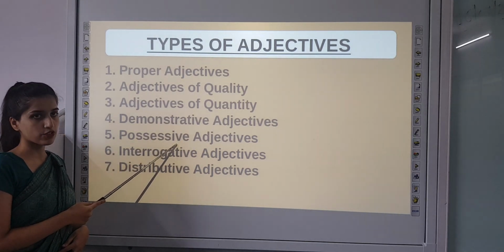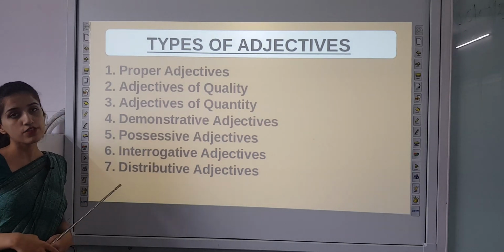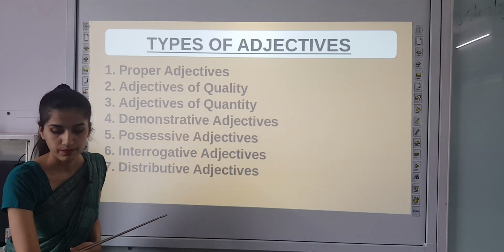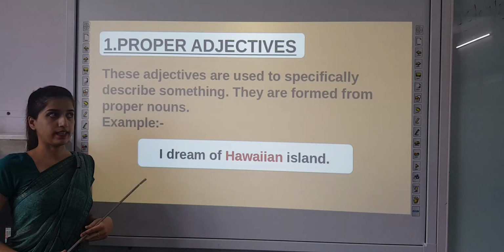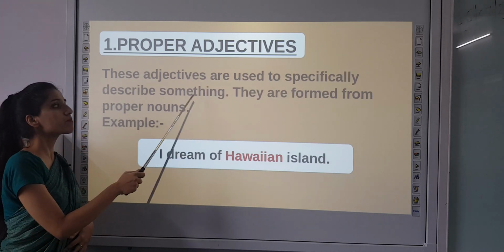Fifth, possessive adjectives. Sixth, interrogative adjectives, and last one is distributive adjectives. Now we will be studying one by one. So the first adjective we are studying is proper adjectives. These adjectives are used to specifically describe something.